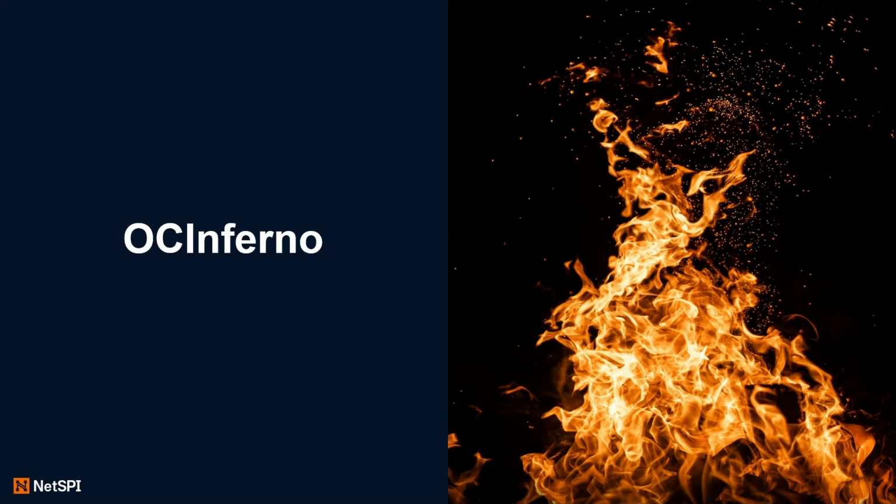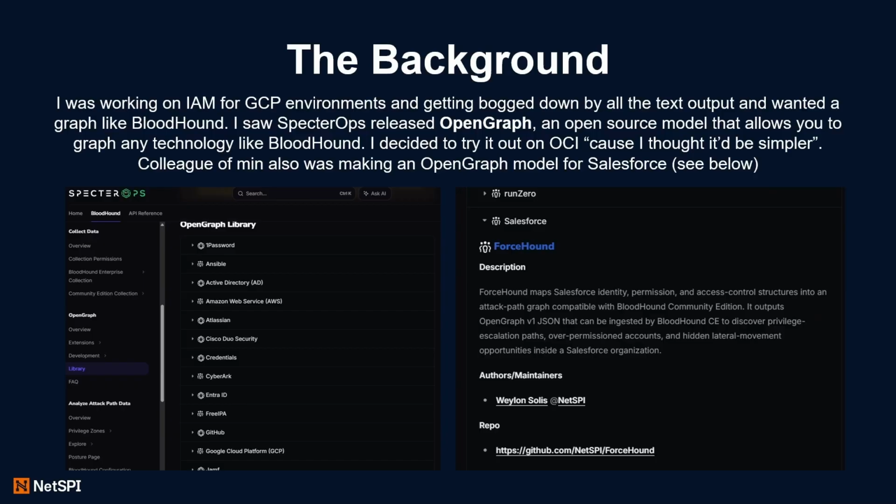Luckily, about a year or two ago, Spectre Ops, jump to the next slide here, Spectre Ops released OpenGraph, which is kind of an open source model that allows you to graph any technology like Bloodhound. So I figured, well, let me try it out on OCI, because I'm sure that's a lot simpler than GCP, famous last words, as with many of the projects I tackle or start, but I figured that would be a good POC, and I'd also just get to learn OCI in the process, right? And a colleague of mine was also making an OpenGraph model for Salesforce, which is actually in the picture below.